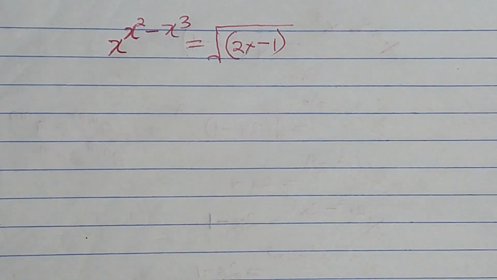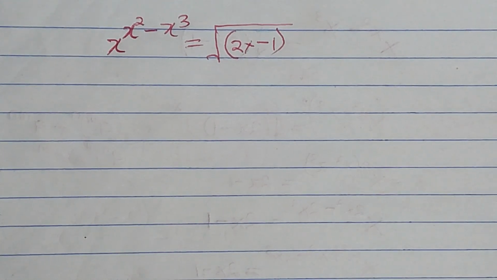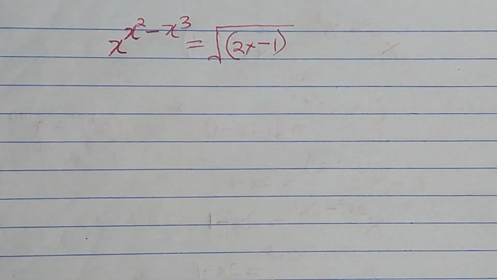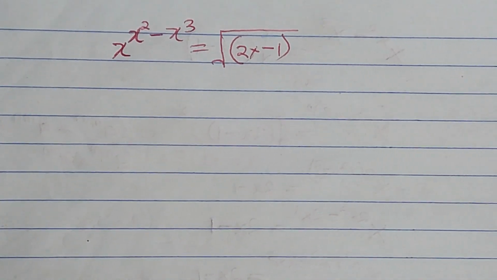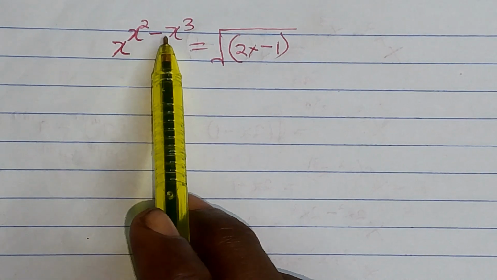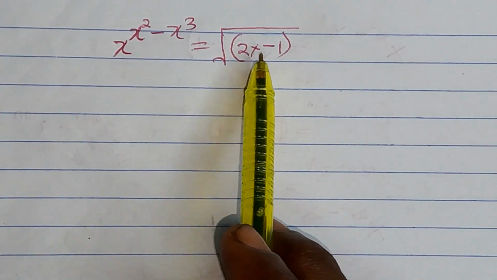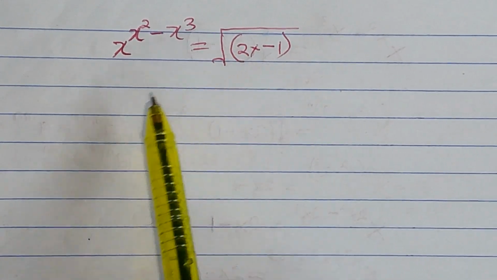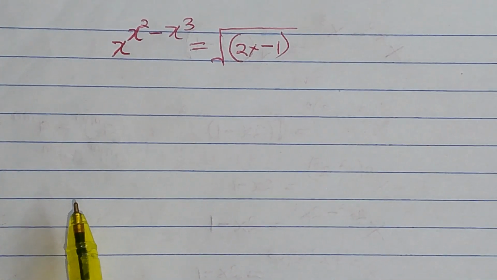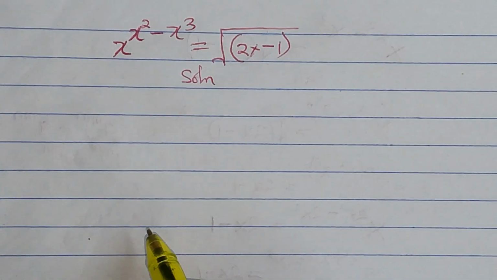Let's solve this lovely mathematics problem that we have here together. We are to determine the value of x to satisfy this equation. The equation is x to the power of x squared minus x cubed equals the root of 2x minus 1. So we have to determine the value of x. Let's give the solution to this problem.